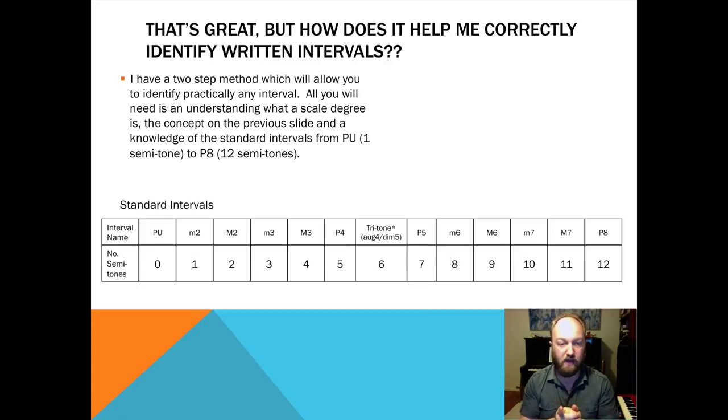Now, one interval that I haven't talked about is the tritone, sometimes called the devil's interval. It can be classified as an augmented fourth or a diminished fifth, and that is 6 semitones, exactly halfway between a perfect unison and a perfect octave. We're going to talk about the tritone a little later.